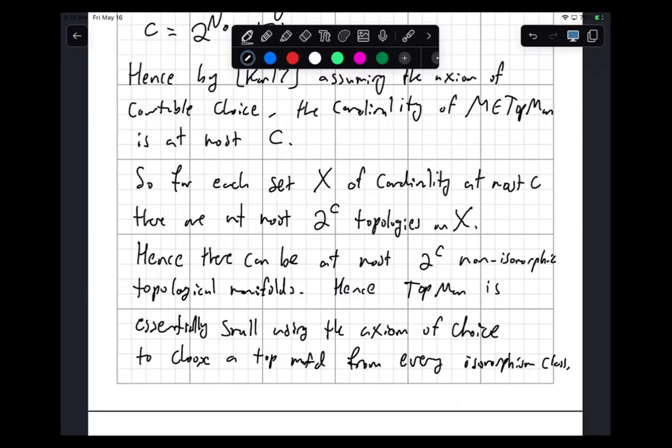So you fix an atlas, take every chart, and look at the images, the targets. Those are a bunch of open sets of Rn. And now the transition function glues a piece of this to a piece of that. So put an equivalence relation on the disjoint union: two things are the same if that happens. Right. Okay. So that means that every manifold is built out of these things, and they have a bunch of cardinality.